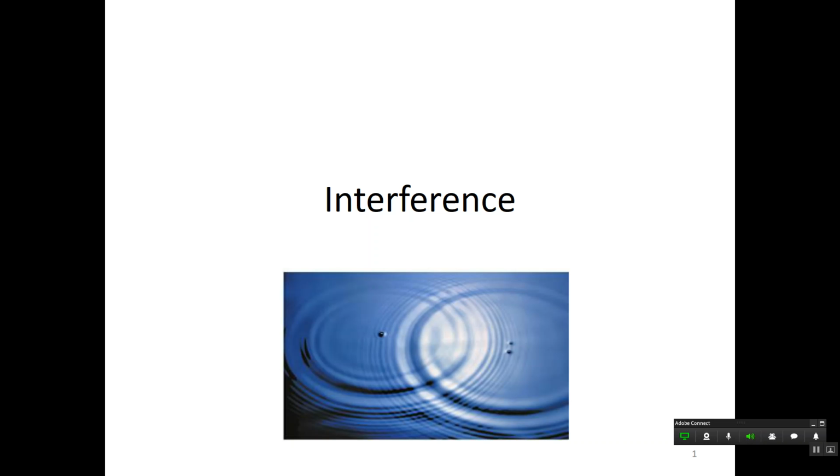So we're talking about sound today. Basically, all of today's period has to do with sound. But some of the concepts that we're going to apply don't only apply to sound. They apply to everything that behaves like a wave. So even water ripples, to a certain extent, will do these kinds of behaviors.